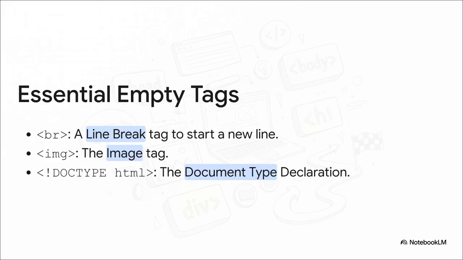Speaking of different types of tags, let's talk about the BR tag. What does that little guy do? That's your line break. If you want to force text onto the next line without starting a whole new paragraph, you use BR. And here's the important question. Does it need a closing tag? Nope. It's another one of our empty tag friends, just like the image tag. It just does its job, creates a line break, and that's it. No need to close it.